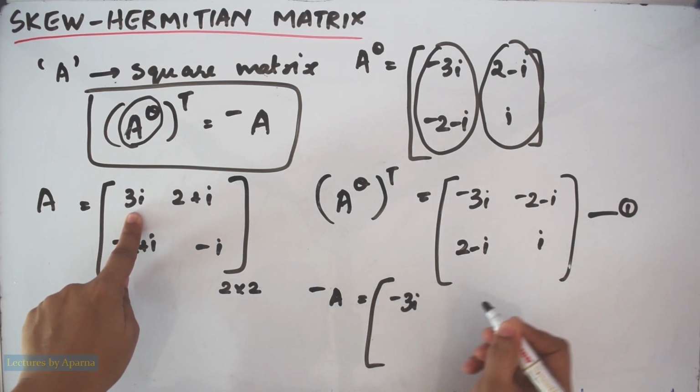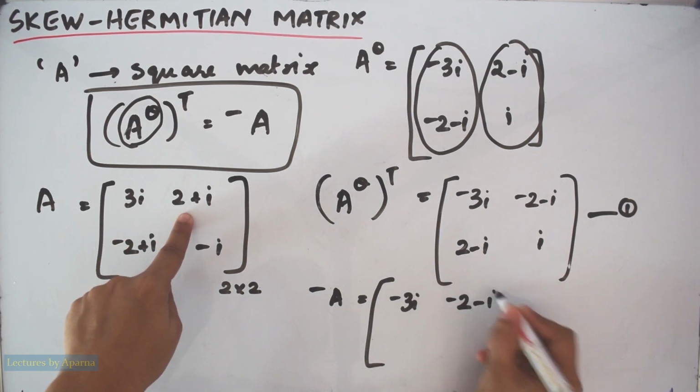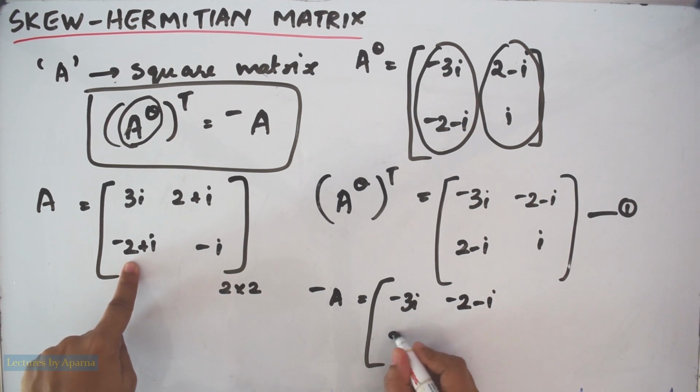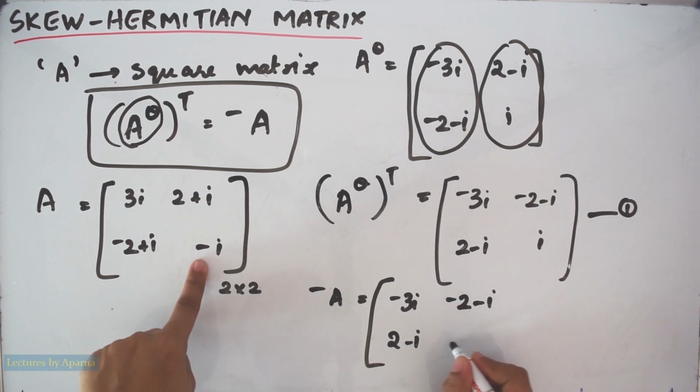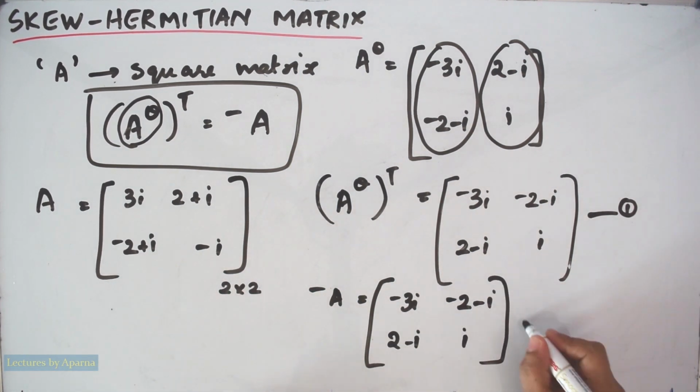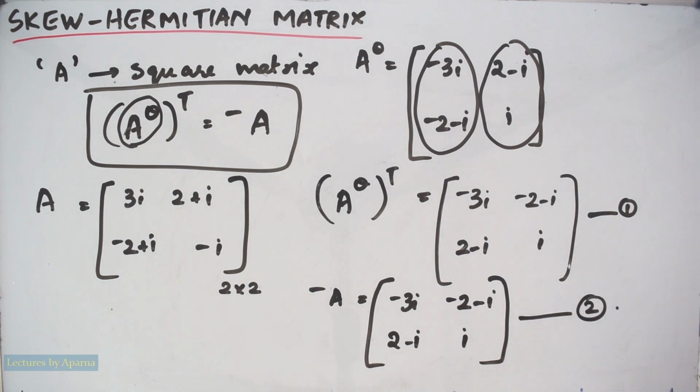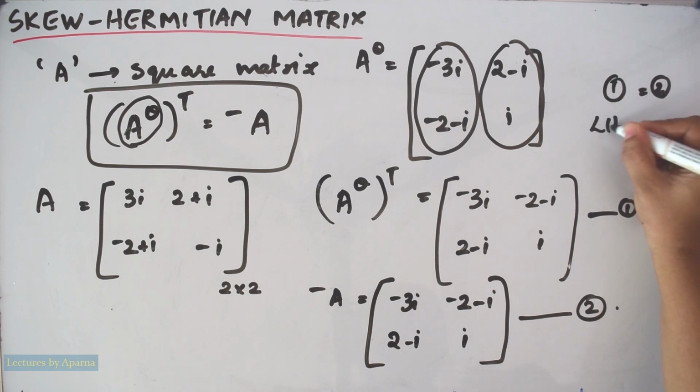So minus 3i, minus 2 minus i, 2 minus i and i. Let this be equation 2. Now comparing equations 1 and 2, we can find that these two matrices are the same, that is minus 3i, minus 2 minus i, 2 minus i and i. That means equation 1 is equal to equation 2, or LHS is equal to RHS.